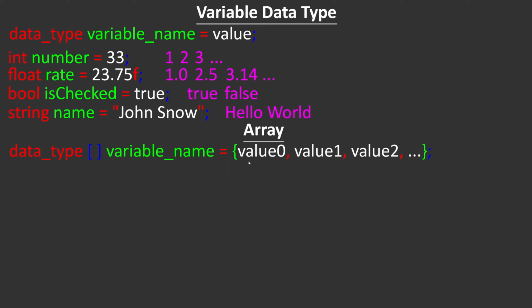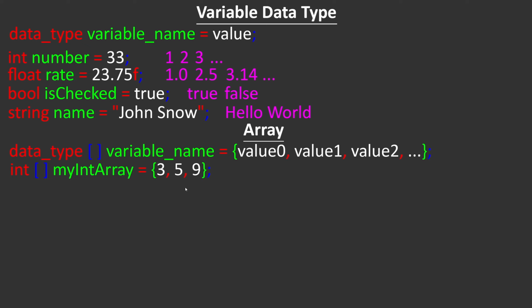The syntax to declare an array is data type, open and close square brackets, variable name, equal, open curly brackets, and then the values of the items separated by commas, and then closing the curly brackets and semicolon. Here is an example of how to declare an array of type int that contains three values inside: int, open and close square brackets, myIntArray, which is the name of the variable or the array, equal, open curly bracket, 3, 5, 9, close the curly bracket and semicolon.